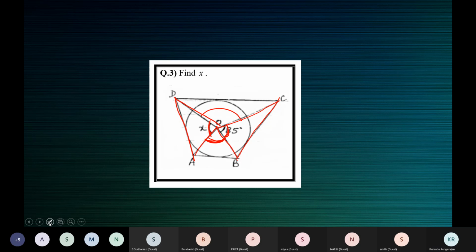That means x plus 85 is equal to, see, this is the angle subtended by AD. This is the angle subtended by BC. Opposite sides are AD and BC, and these are the angles subtended by the opposite sides. They are supplementary. x plus 85 is 180. So x is equal to 95 degrees.